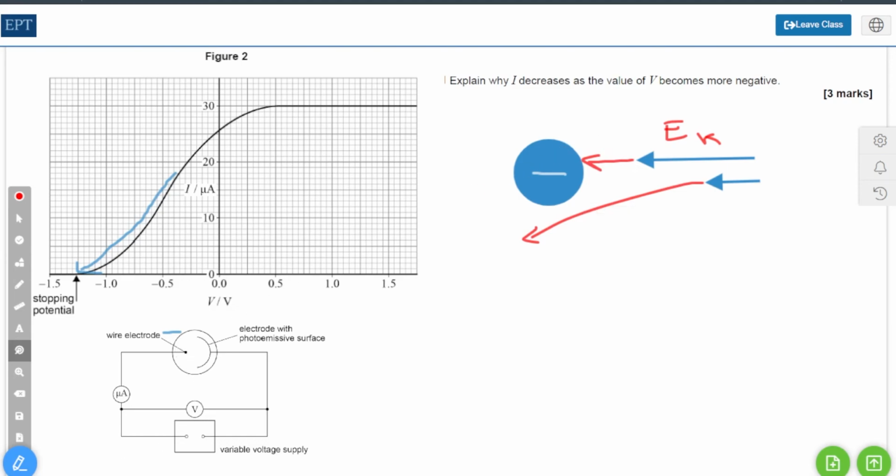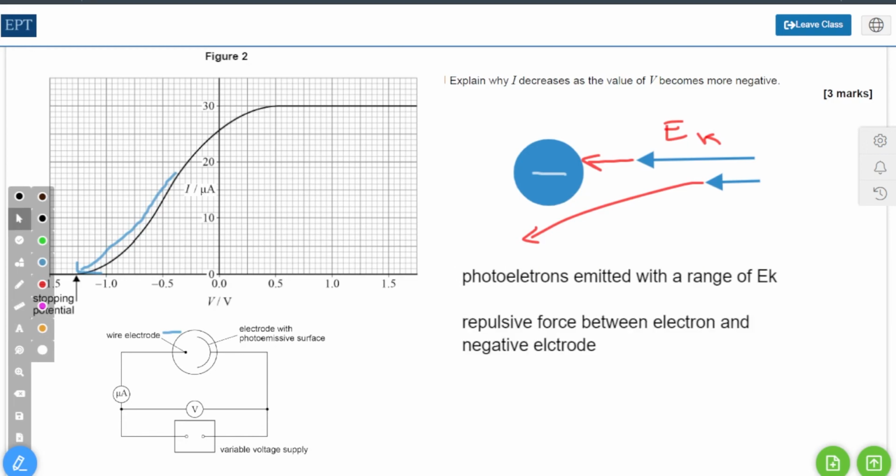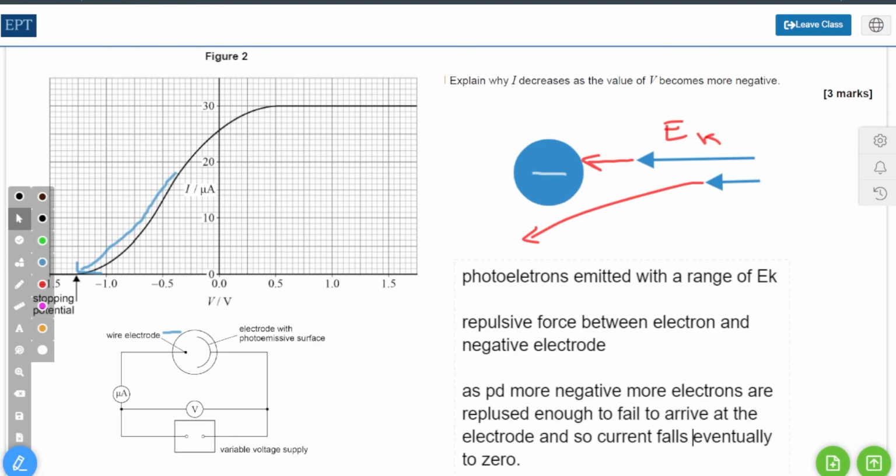Let's write this out like a mark scheme. So our first point would be to say that the photoelectrons are emitted with a range of kinetic energies. Our second point would be to mention the repulsive force between the electron and the negative electrode. The third point then is to say that as the potential difference becomes more negative, so more electrons are repulsed enough such that they fail to arrive at the electrode, and so the current falls eventually to 0.